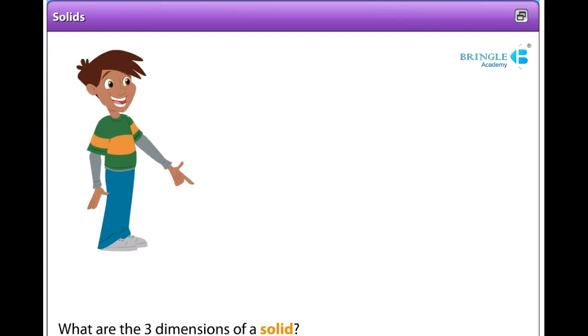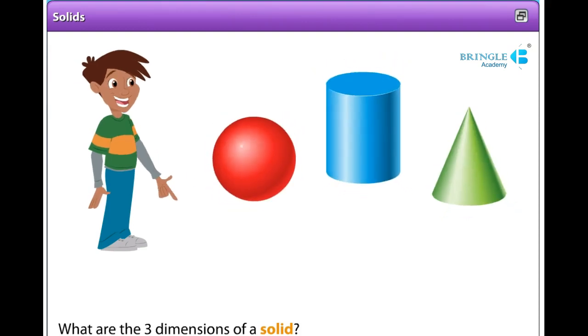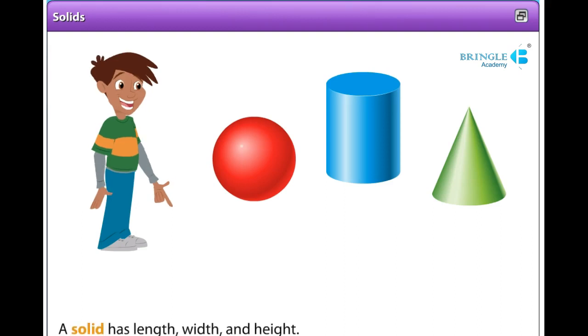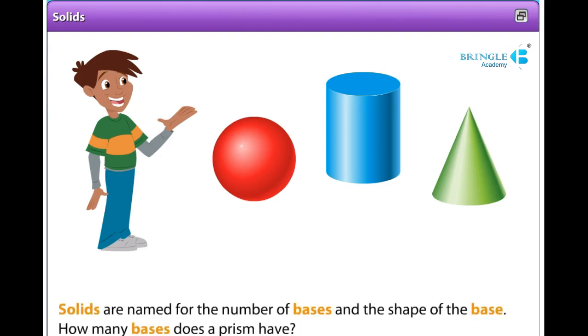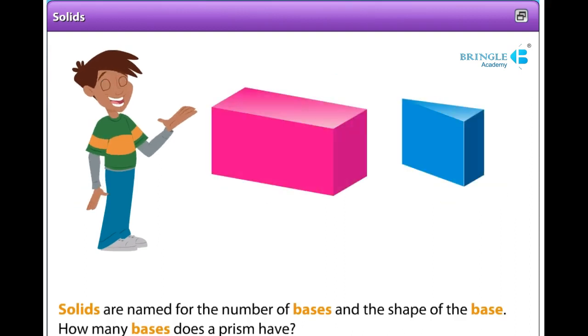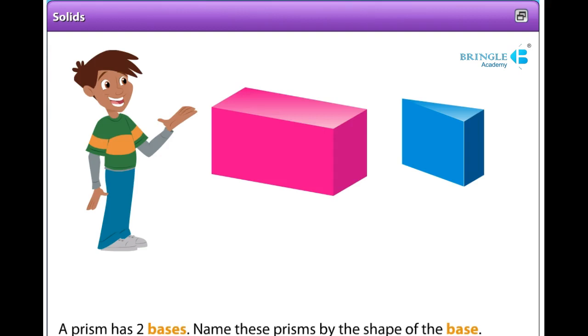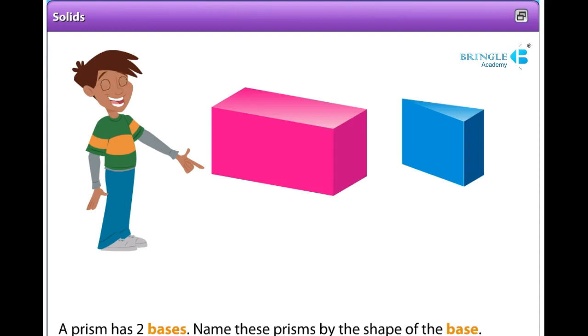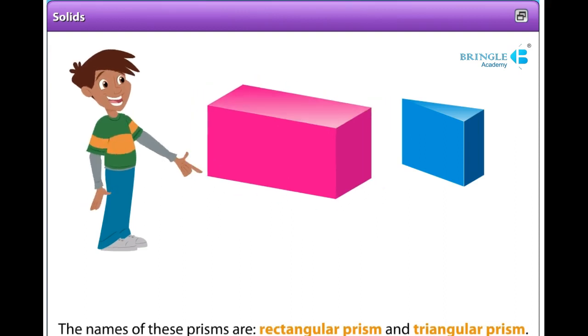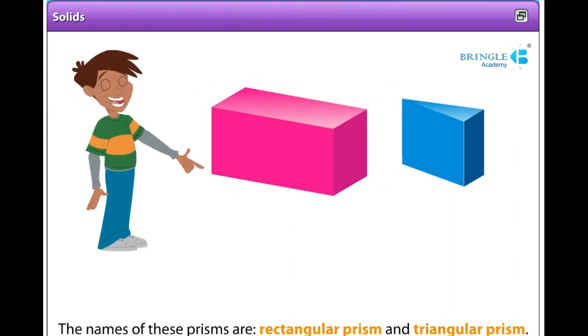What are the 3 dimensions of a solid? A solid has length, width, and height. Solids are named for the number of bases and the shape of the base. How many bases does a prism have? A prism has 2 bases. Name these prisms by the shape of the base. The names of these prisms are rectangular prism and triangular prism.